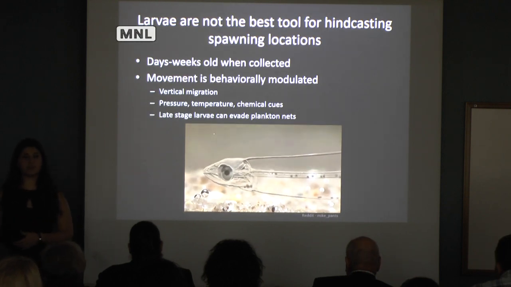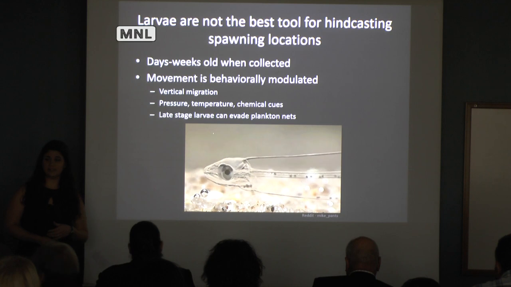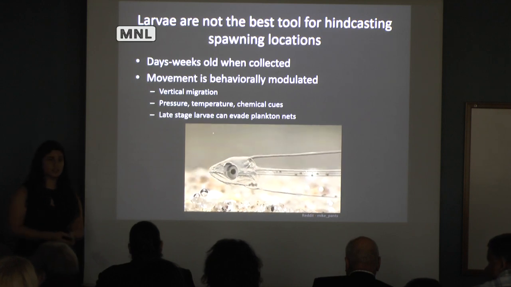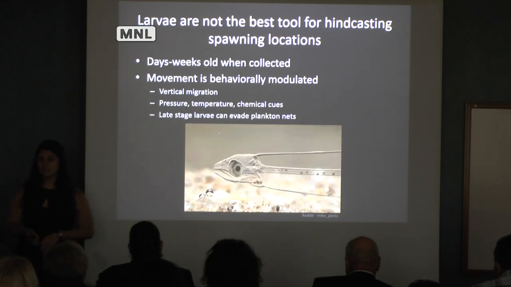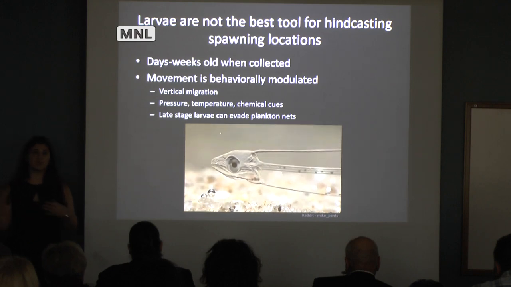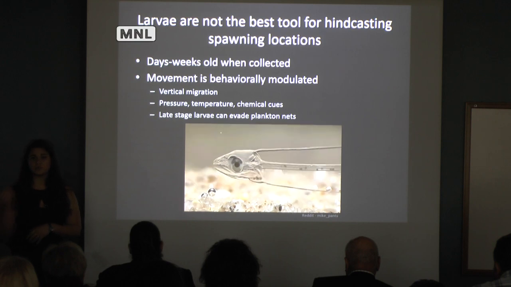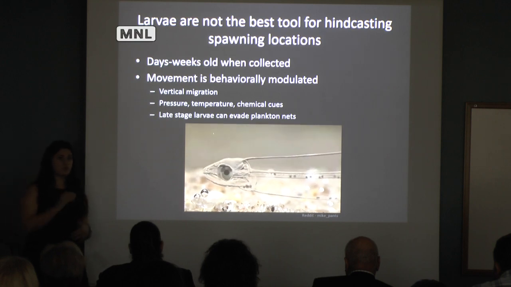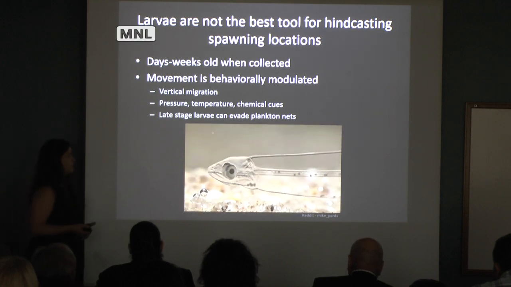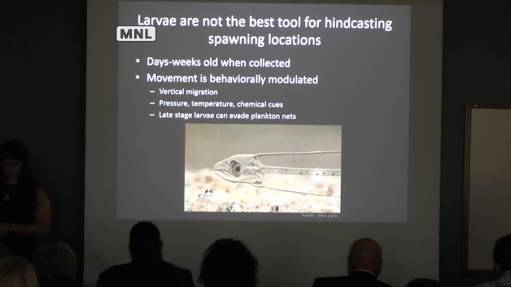They can be days to weeks old or even months old when collected. And their movement is behaviorally modulated, meaning they can use pressure, temperature, and chemical cues to move in and out of the water column, and they have fins to do this. And so they can use what's called vertical migration, where they move up and down in the water column to move in and out of currents to get to where they would like to settle.